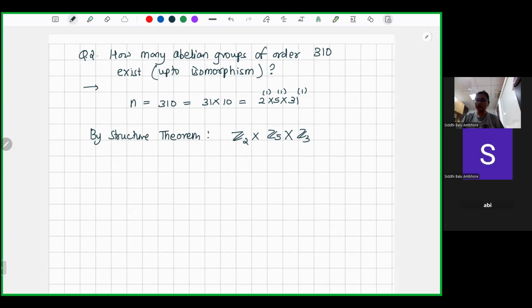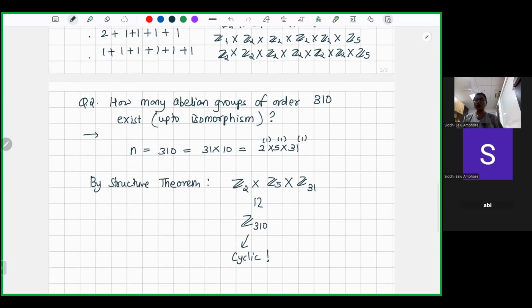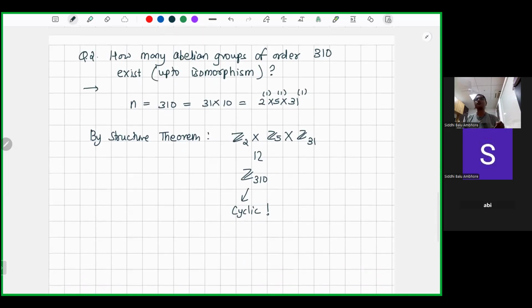But also, this is nothing but just this Z310. Okay, this group has an element of order 310. We saw that yesterday, and this we know is cyclic. This is a cyclic group. So from here one can also conclude that if at all there exists an abelian group of order 310, then this is the only possible group and it is cyclic.